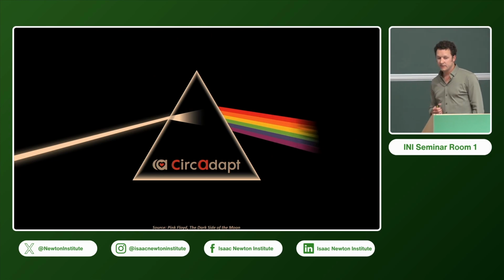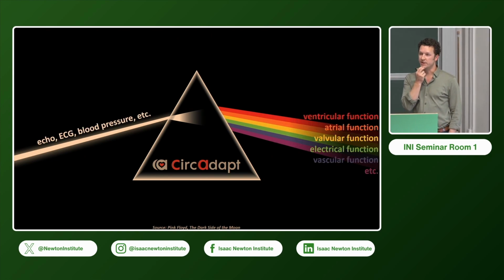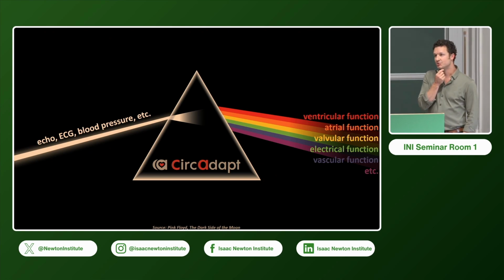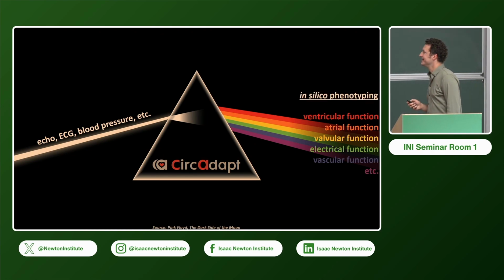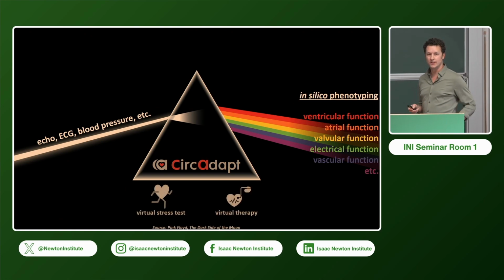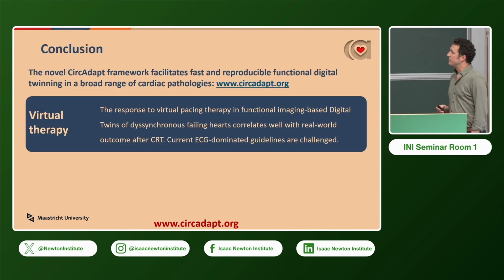So I hope I gave you some impression of how we use our CircAdapt framework for in silico phenotyping and also in silico trialing, if you want to use that word. And well, we do virtual stress testing as well, which is really, I think, something that we should explore more, and also is clinically being done more in the heart failure field. And with that, I would like to end with my conclusions.